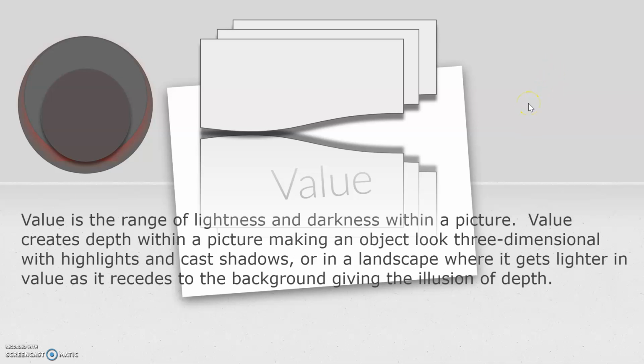And the last element is value. Value is a range of lightness and darkness within a picture. Value creates depth within a picture, making an object look 3-dimensional with highlights and cast shadows, or in a landscape where it gets lighter in value as it recedes to the background, giving the illusion of depth. So my example is creating the circles and adding color and drop shadows in different sizes, making it look 3-dimensional.